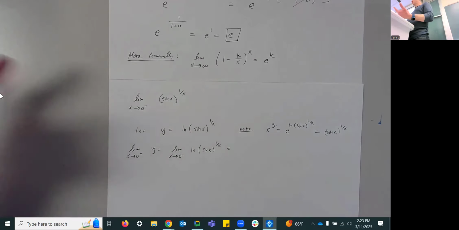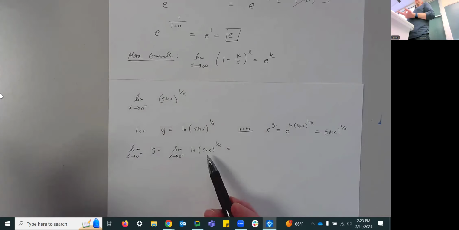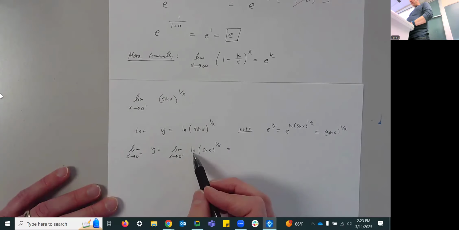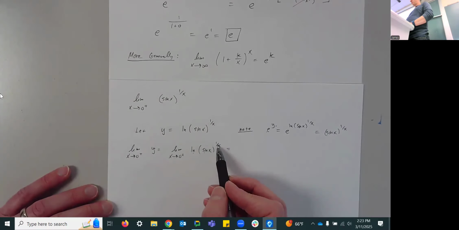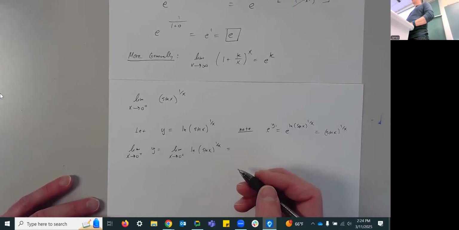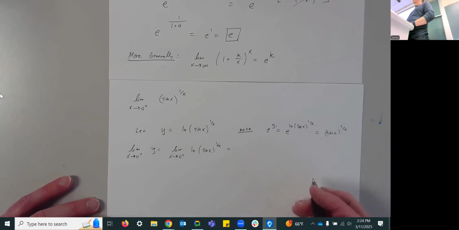So same kind of process. We don't have a fraction yet, right? I don't have 0 over 0 or infinity over infinity. I have the natural log of 0 to the infinitieth power. That seems terrible. I feel like I didn't list that one as one of my indeterminate forms, I might have gotten it backwards there. Sorry.